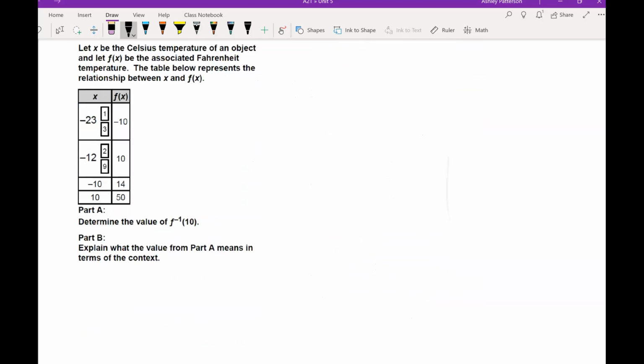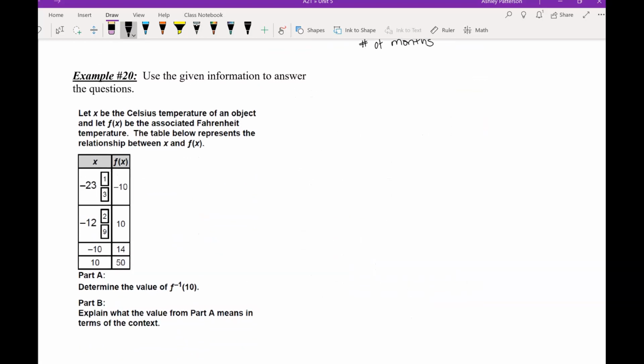Okay, so I believe we have just one more, you guys. Use the given information to answer the questions. Same idea, okay? X is going to be our Celsius temperature of an object. So I'm going to highlight, since I don't have a graph, that way it'll pull my attention. And then f of x is the associated Fahrenheit temperature. Okay, so determine the value of f inverse of 10.